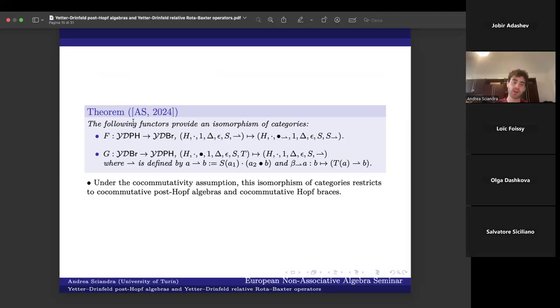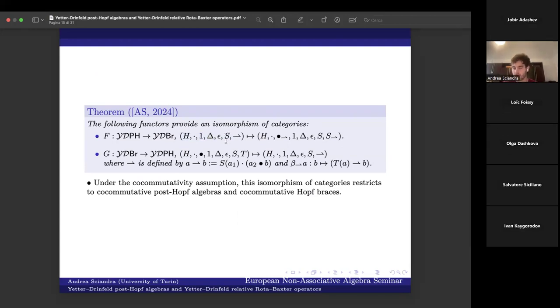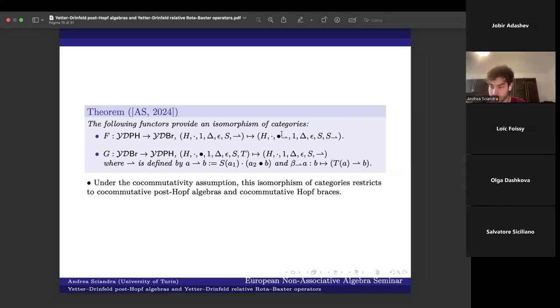So when you start with the Drinfeld post-Hopf algebras, which is a datum of this form, where in fact H is an algebra and it is also a coalgebra with an antipode and an action that satisfies the condition of before, we know that we can define the so-called subjacent algebra, which is an algebra structure given by this bullet and this S here. And this datum is the datum of a Drinfeld brace.